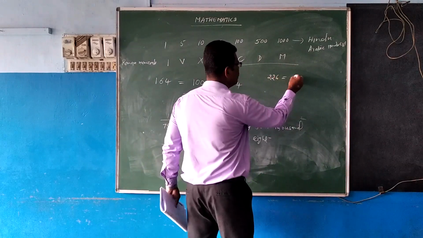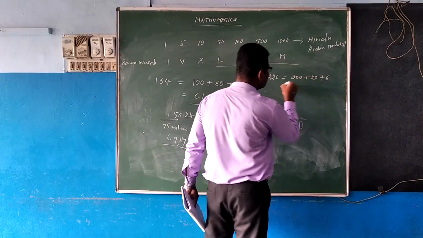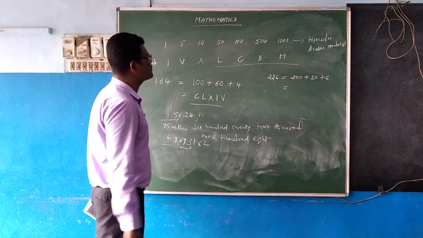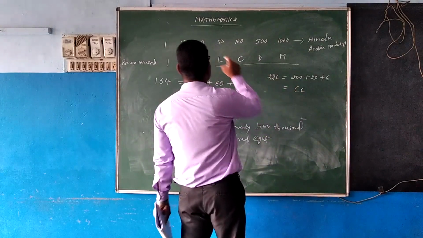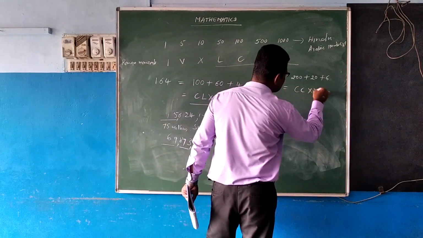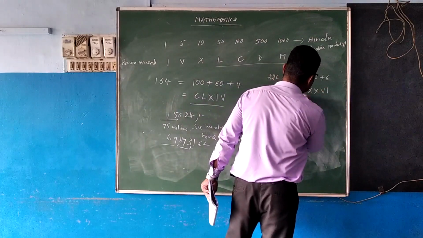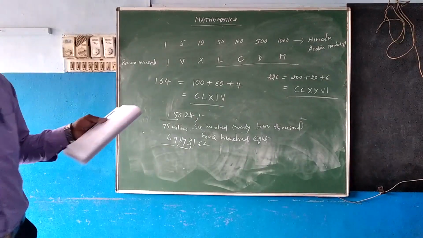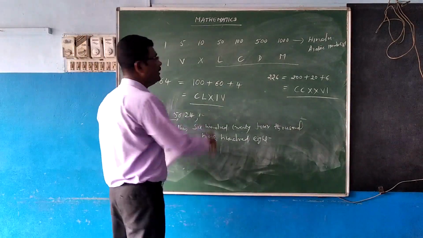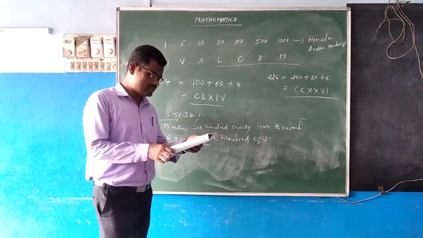Suppose the number is 226. We can write 226 as 200 plus 20 plus 6. 200 means 100 two times, CC. 20 means 10 two times, XX. 6 can be written as 5 plus 1. This is CCXXVI.